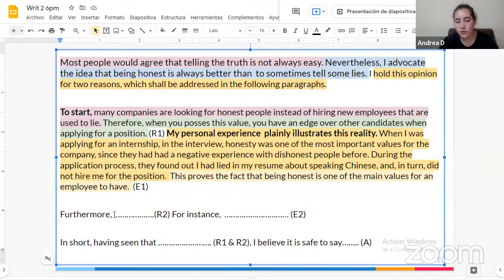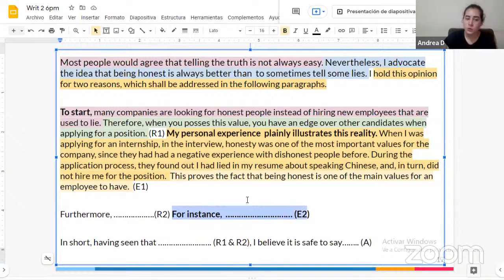So you need to talk about the second idea, in this case, that the truth always comes to light, that it's going to be discovered and you're going to get in trouble for lying. So you explain this idea. You need to have an example too. My advice, if you have already used a personal example here in the first body paragraph, you don't have to do the same in the second.